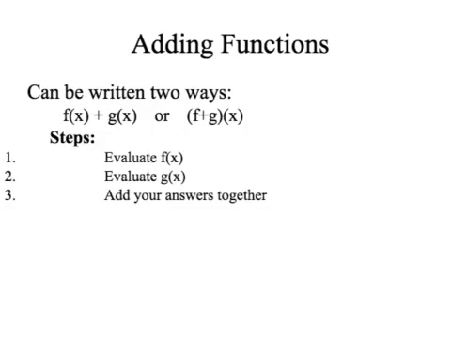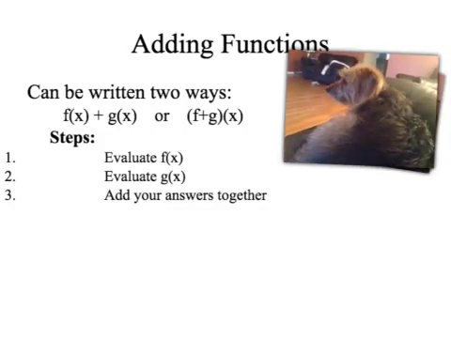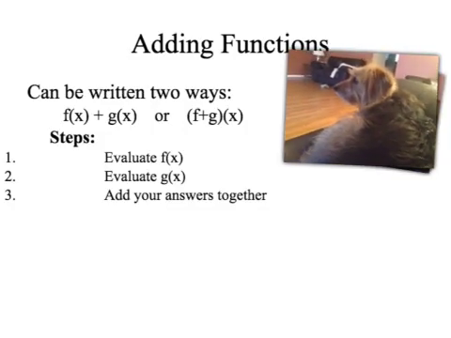f of x plus g of x, written in separate form, or f and g can be written in the parentheses together. So to solve these, you have two different functions. We're going to evaluate both functions. So we're going to plug our number into f, we're going to plug our number into g, and whatever we get for both of those answers, we're going to add them together. Maverick is intrigued by adding functions.